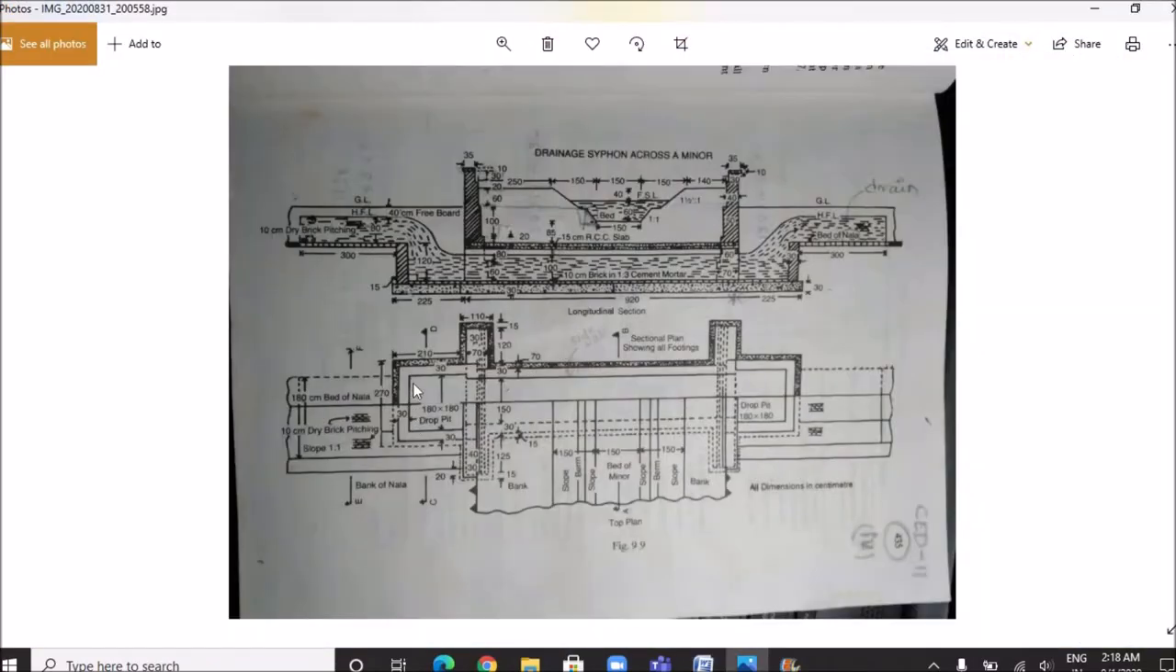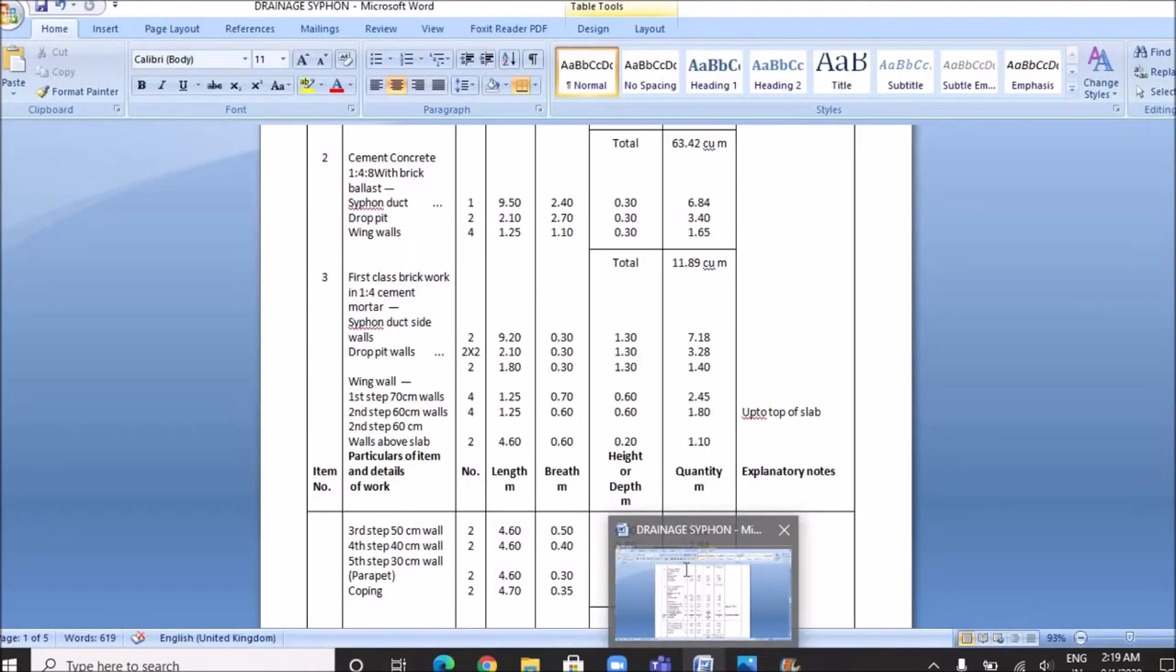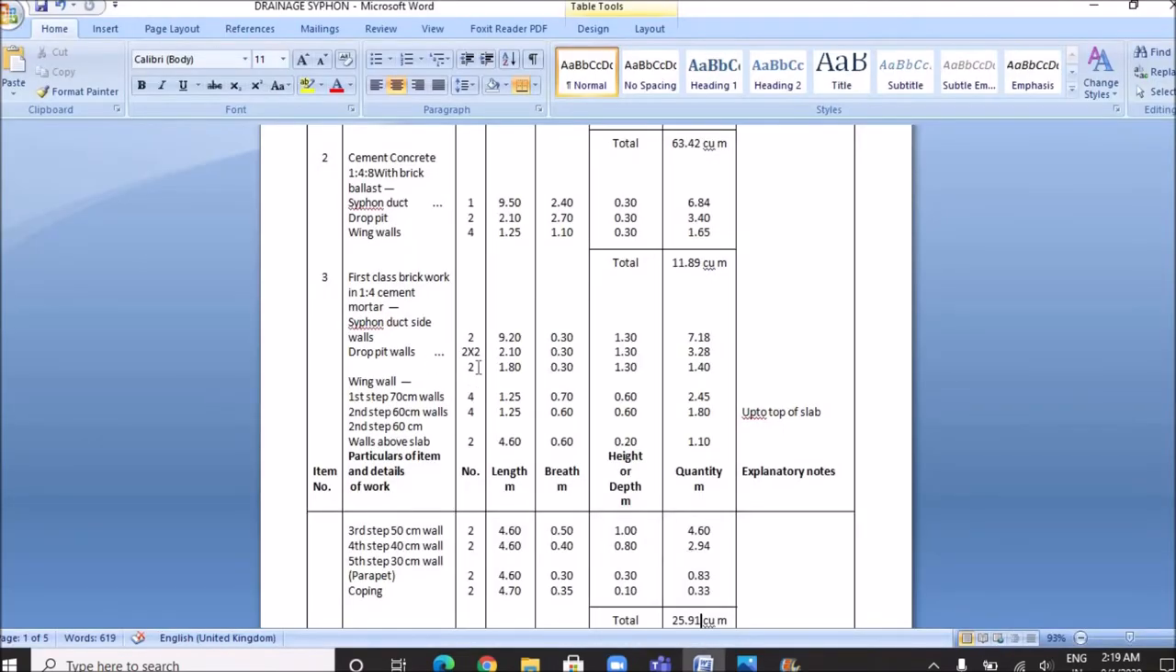In this portion, the brickwork is also done. So the length is 1.8 meter, whereas the width and height will be same as the previous, and the number will be 2, because on one side it is 1.8 meter length, and here also the length will be 1.8 meter. So the quantity is calculated as 2 into 1.8 into 0.3 into 1.3 is equal to 1.4 cubic meter.